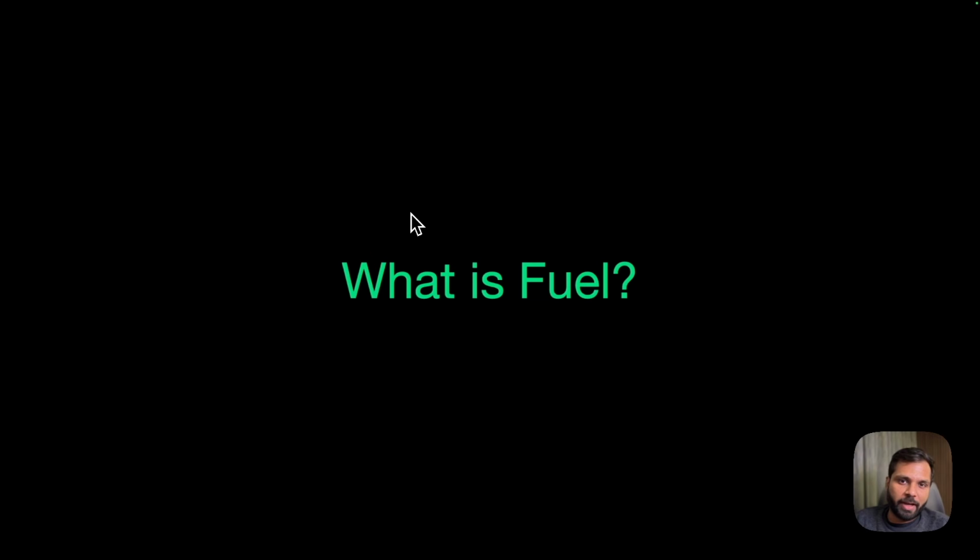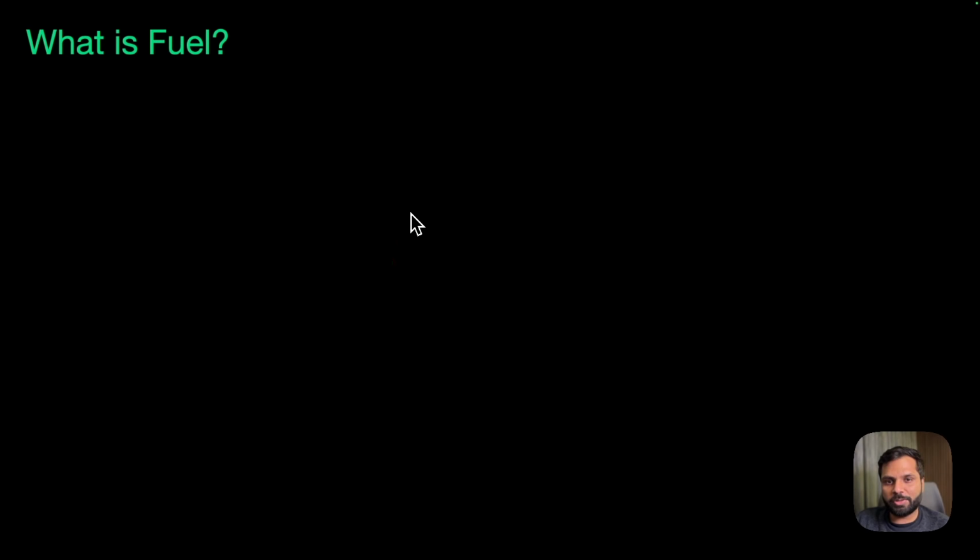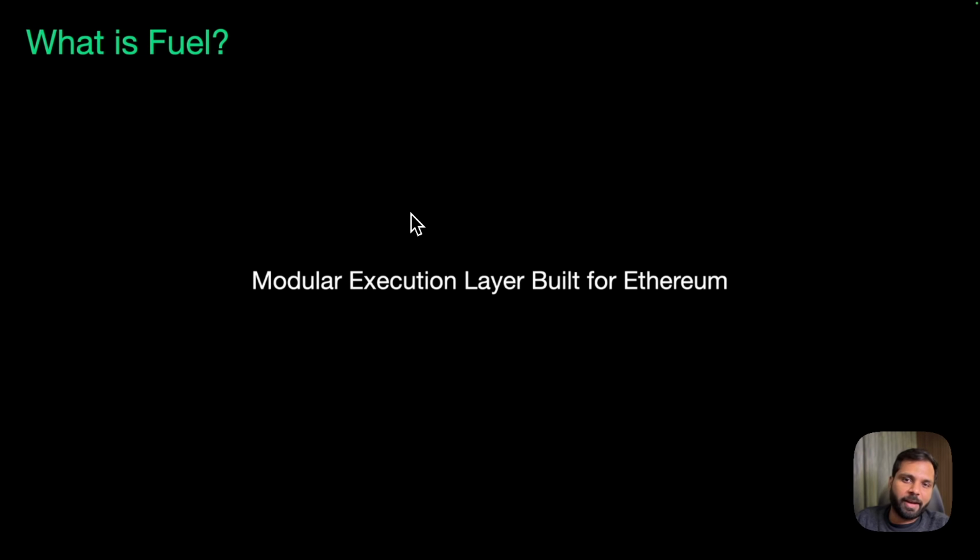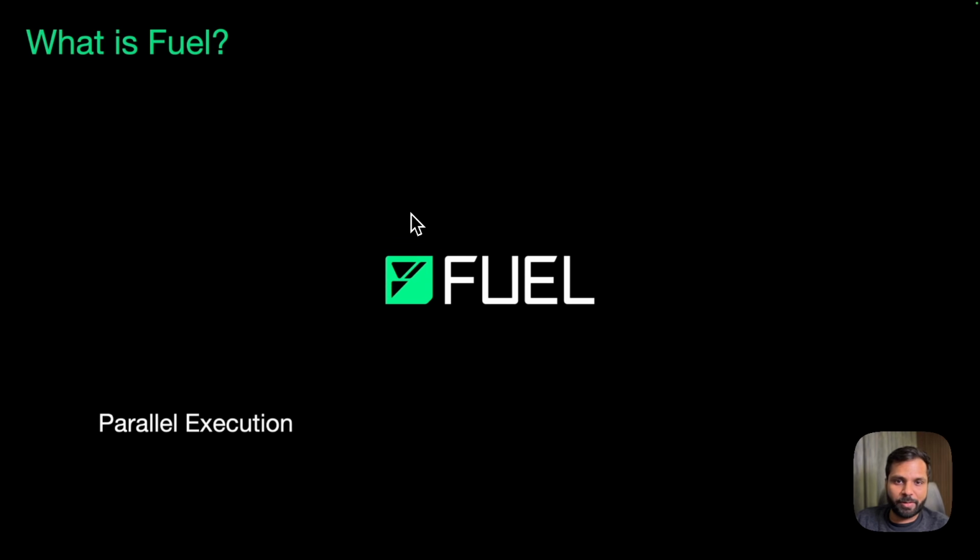So before going into the app, let's first understand what is Fuel. Fuel is a modular execution layer built for Ethereum. It's a very high performance layer which supports parallelization and has high throughput and very low transaction costs. There are a few things that make Fuel very unique. First, obviously, the parallel execution feature, where traditional blockchains execute transactions one by one, Fuel can execute transactions simultaneously.